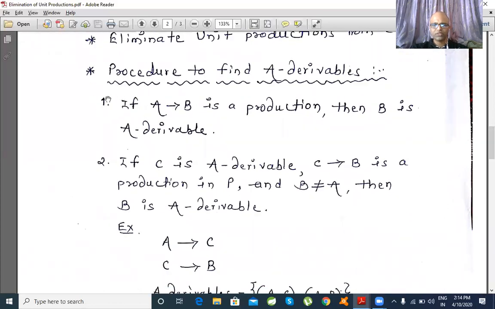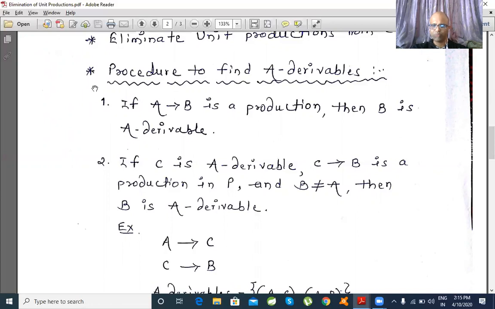Now, the first step: if A producing B is a production in your context-free grammar, then we say B is A derivable. This is also called a unit production. What exactly a unit production means is that in a particular grammar rule, your left-hand side should be composed of a single non-terminal, which is deriving on its right-hand side a single non-terminal. I want only a single non-terminal on the right-hand side. This approach is specified as a unit production.